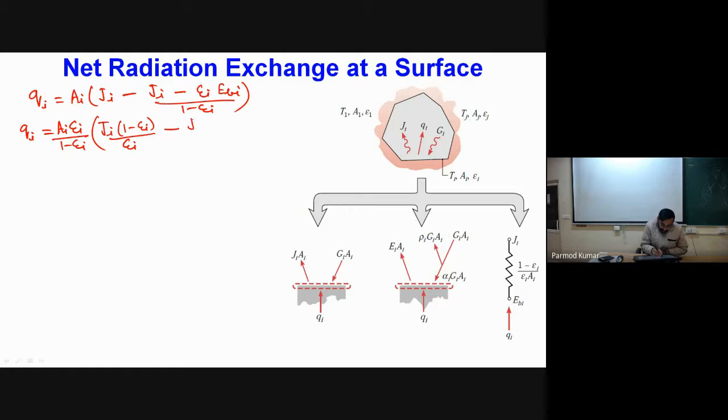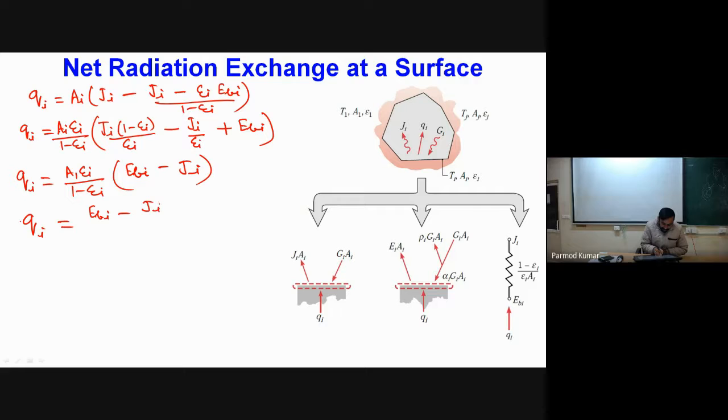Here I will get minus JI divided by epsilon I, and this will become minus minus plus EBI. Okay, so now if you further solve this, you will be finding A1 epsilon 1 upon 1 minus epsilon I into JI by epsilon, and JI by epsilon will cancel each other, and this epsilon by epsilon will become minus 1. So I will get over here EBI minus JI.